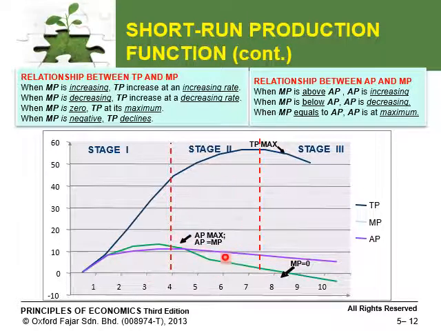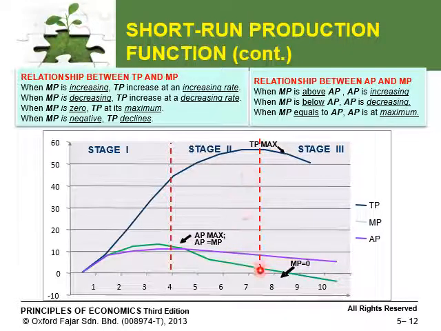So what happened in stage 2? Stage 2 starts when the maximum average production equals the marginal production. This is where they start. After that, the marginal production will decrease as the average production increases. At the same time, total production still increases but at a small rate. So in stage 2, the total production meets the maximum point.